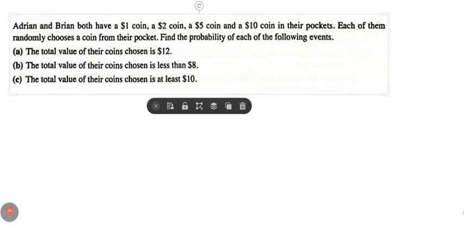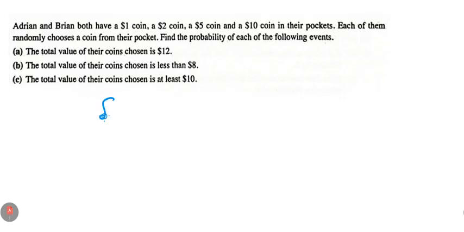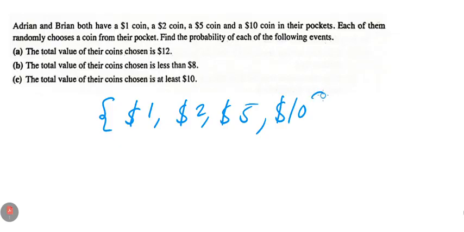So the total outcome we have here for both Adrian and Brian, we have a total of how many coins? Let's write it down here. We have a $1 coin. Next one we have a $2 coin. Next we have a $5 coin, and the last one is a $10 coin.